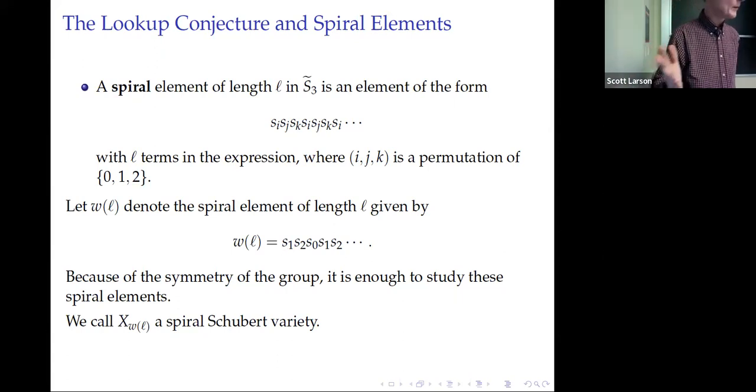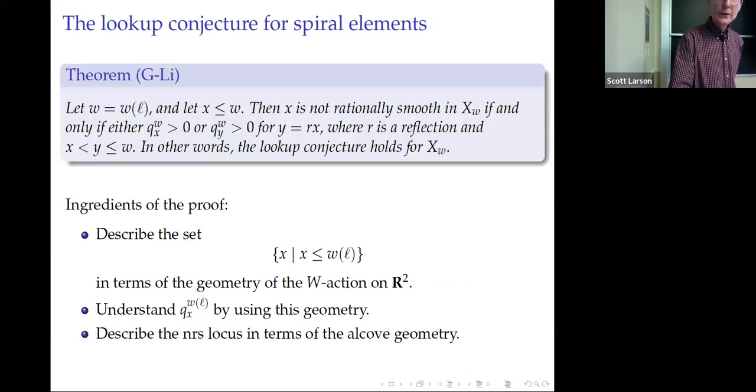And so let's call that W of L. And all of the spiral elements will have the same behavior, so we may as well pick these elements. We call this a spiral Schubert variety. And so basically, the theorem that we proved is that the lookup conjecture holds for spiral elements. If I take W as a spiral element, then we can detect X to be non-rationally smooth in XW with the lookup condition. So this is just reiterating the lookup conditions.